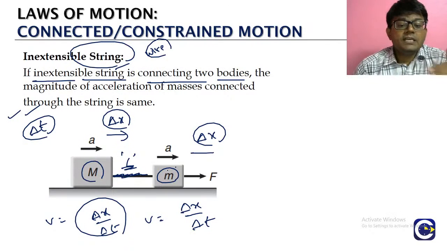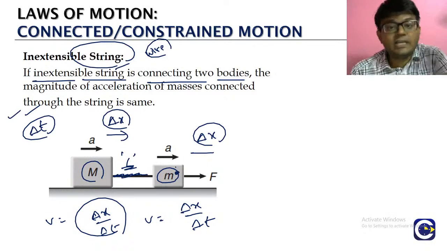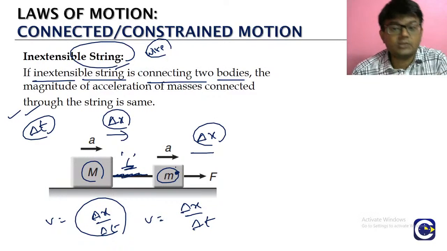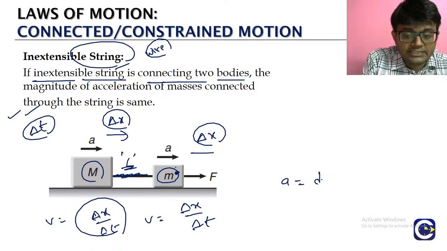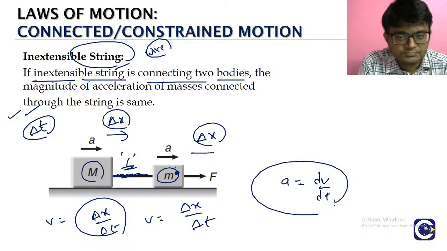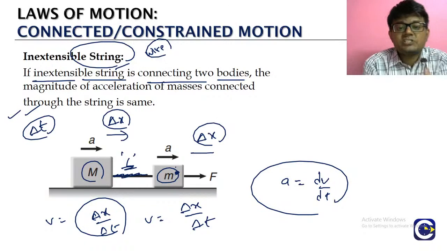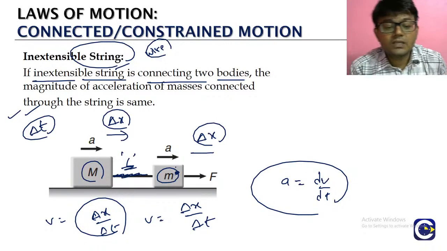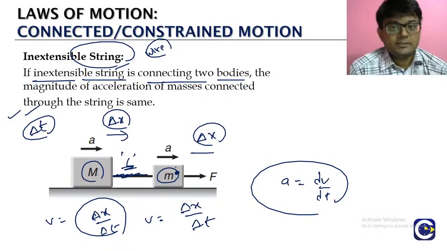Now if the velocity of small m is changing at a particular rate, the rate at which the velocity changes, what is it? The rate of change of velocity is nothing but the acceleration. The rate at which the velocity of that block changes is called what? Acceleration. If the velocity of small m is changing at a particular rate, then the velocity of capital M must also change at the same rate.